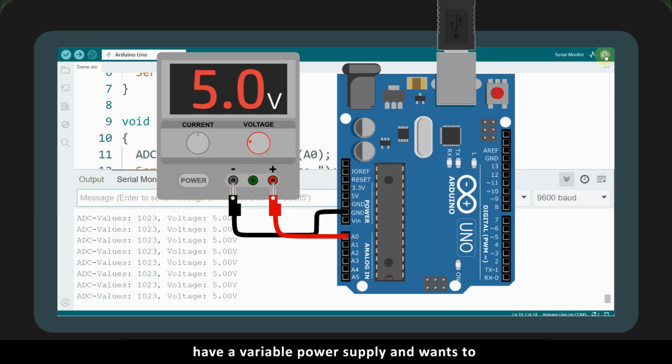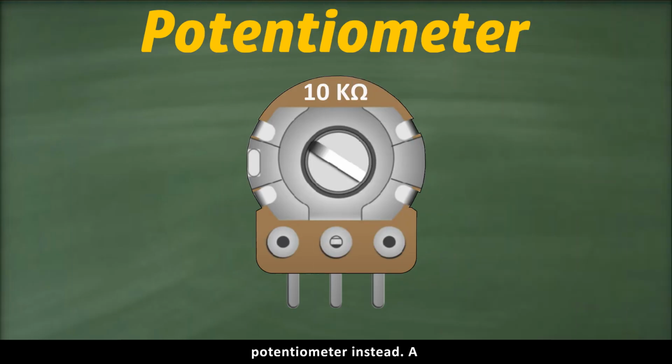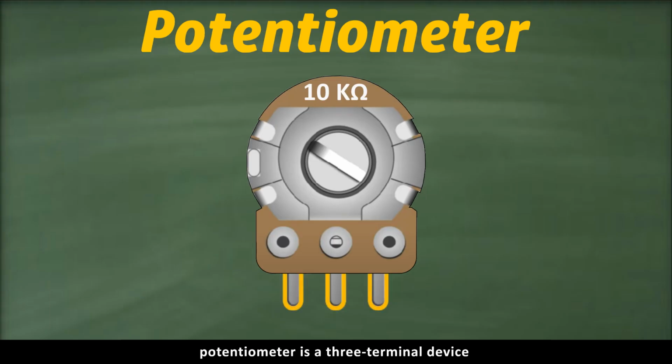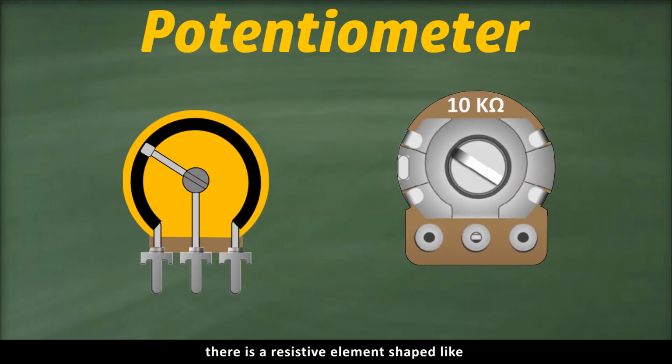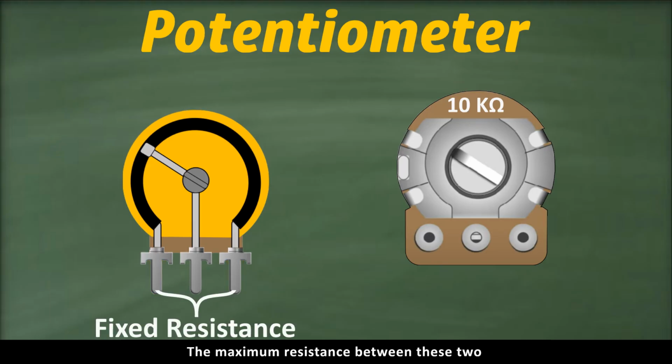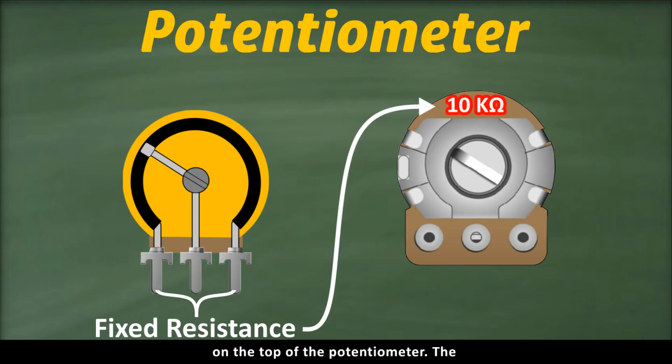If you don't have a variable power supply and want to perform this experiment, you can use a potentiometer instead. A potentiometer is a 3-terminal device whose resistance changes when the shaft is rotated. Inside the potentiometer, there is a resistive element shaped like an arc, and the 2 outer terminals are connected to the ends of this element. The maximum resistance between these 2 terminals is fixed and is usually printed on the top of the potentiometer.